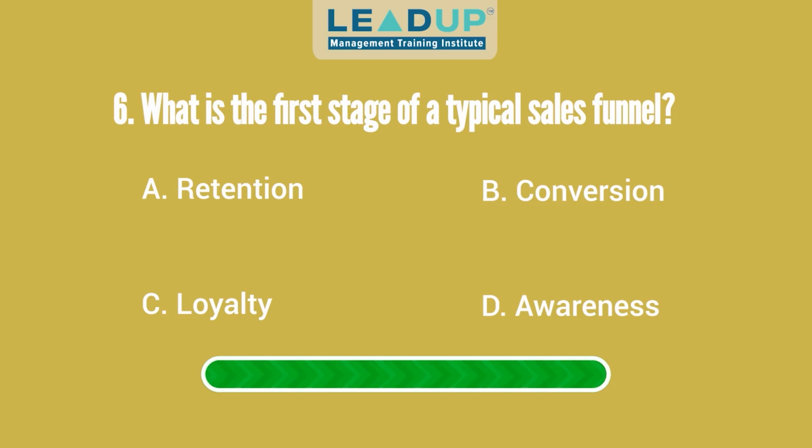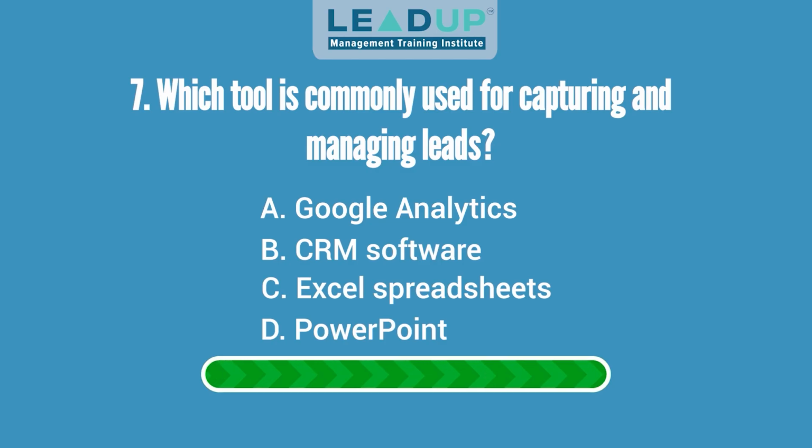Question 6. What is the first stage of a typical sales funnel? A. Retention. B. Conversion. C. Loyalty. And D. Awareness. Answer: awareness.